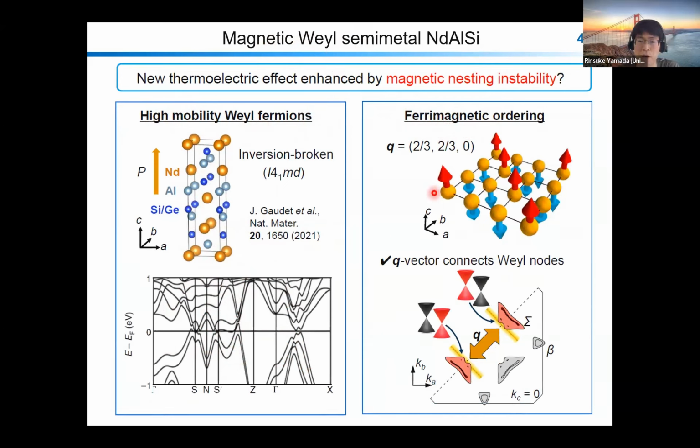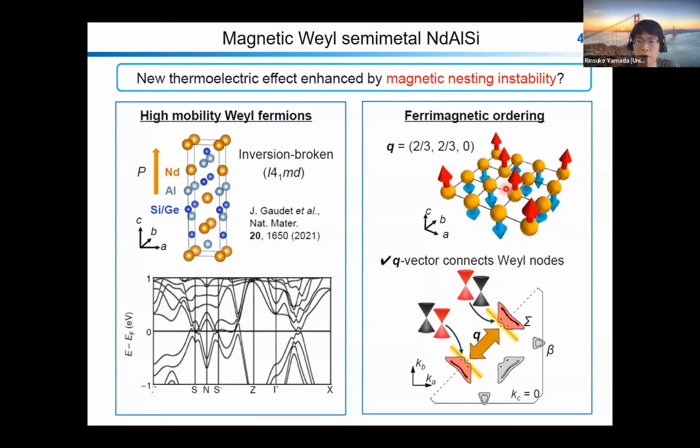This is the magnetic structure. The Q vector is along the 110 direction of the tetragonal crystal structure. If we look at the neodymium atoms along the 110 direction, an up, down, down spin state is realized in this compound. The characteristics of this compound can be seen in the Brillouin zone.